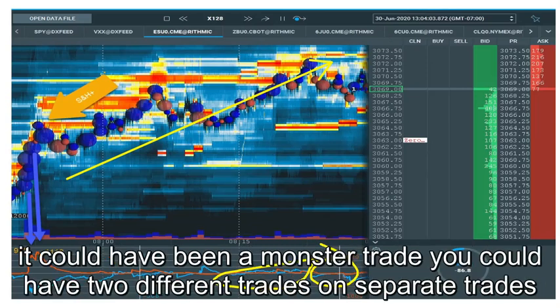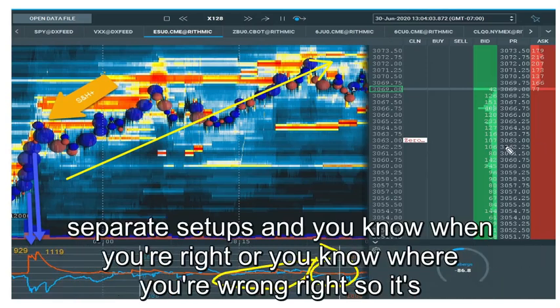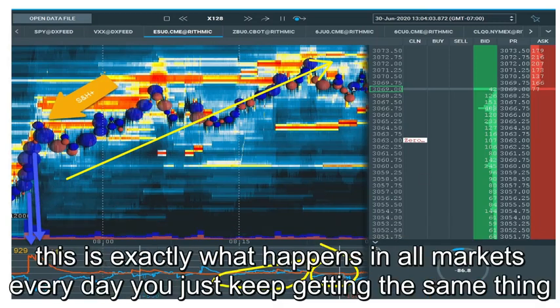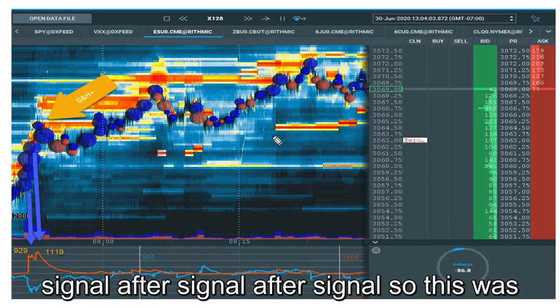You could have two different trades on, separate trades, separate setups. And you know when you're right, or you know where you're wrong, right? So this is exactly what happens in all markets every day. You just keep getting signal after signal after signal.